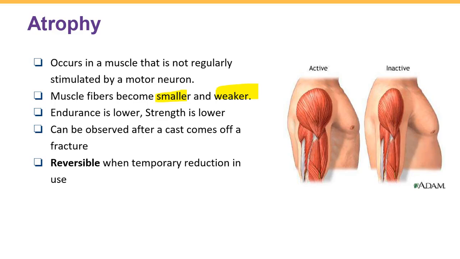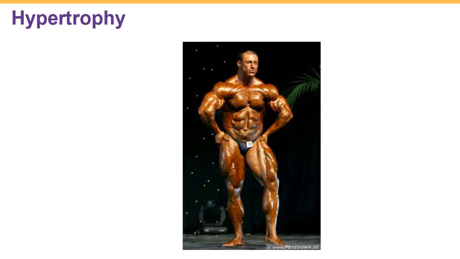You might see this after someone has a cast on their arm or leg for a long time because of a fracture. The muscle isn't being used much, right? But the good news is that if the muscle use is only temporarily reduced, this atrophy can be reversed with exercise and physical therapy. Another term is muscle hypertrophy. Muscle hypertrophy means when muscle gets bigger and stronger.